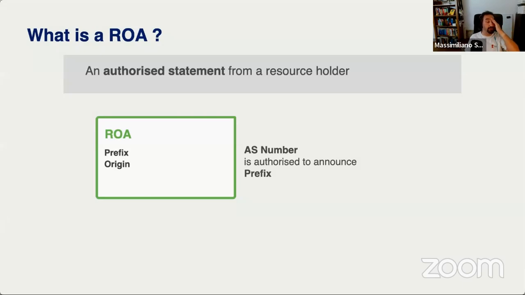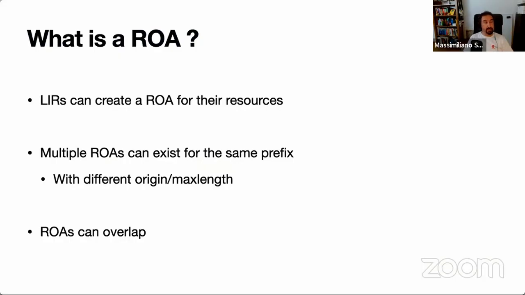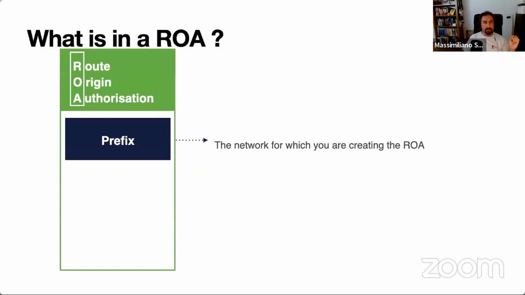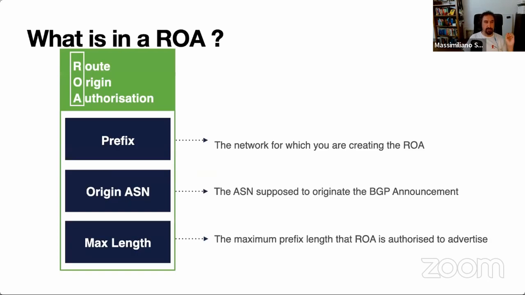Now, going back a couple of slides, LIRs create ROAs for the resources. You can have multiple ROAs for the same prefix with different origin, different max length, and they can overlap as much as you want. So you can create them the way you want. And when you create a ROA, you're making a statement. You're saying, this is what you should see in the routing table. You should see this prefix originated by this autonomous system. So this autonomous system should be the one all the way to the right in the AS path.